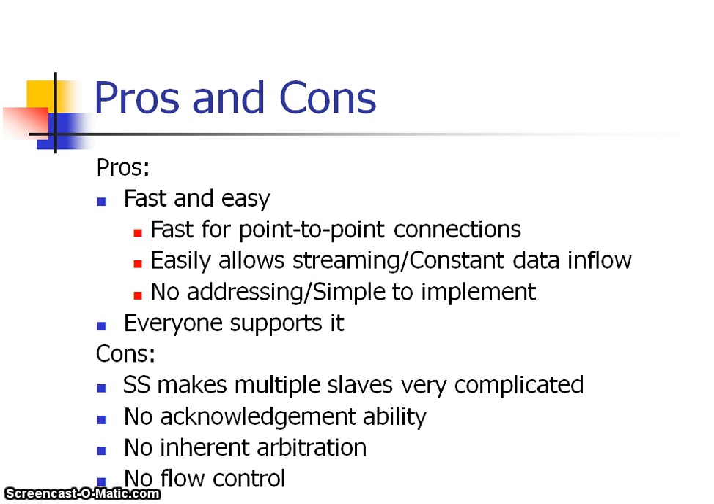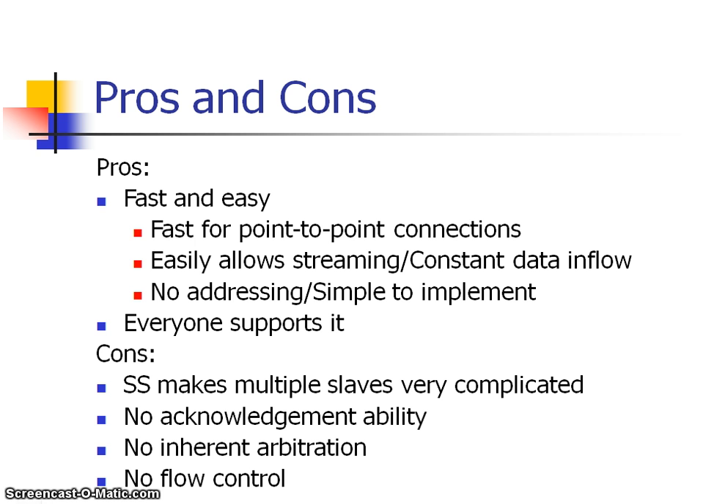There are different advantages and disadvantages of this type. The advantages are, it is fast and easy. And the other advantage is everyone supports it. The disadvantages here are slave select makes multiple slaves very complicated, and no acknowledgement ability. The third disadvantage is inherent arbitration, and the fourth disadvantage is no flow control.